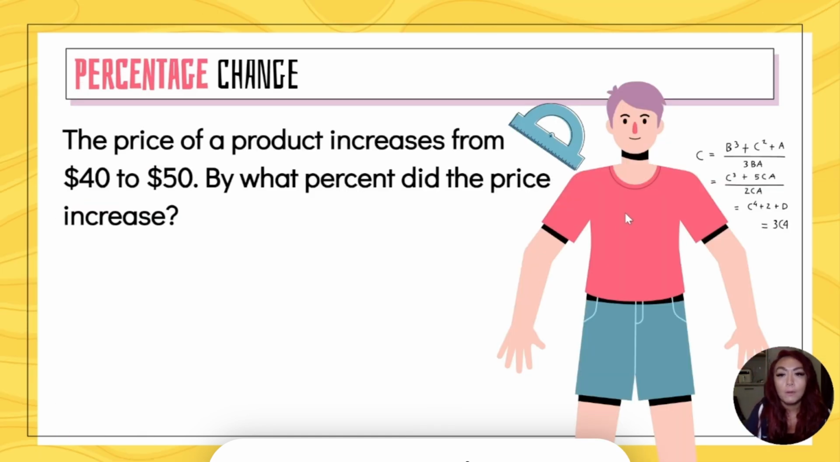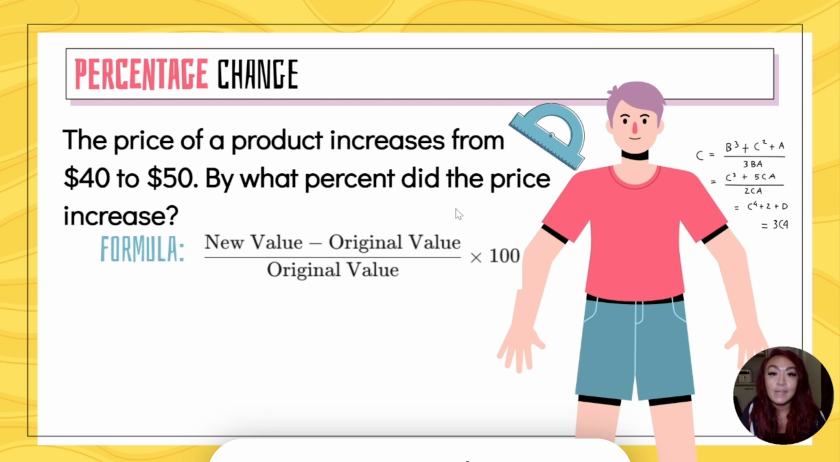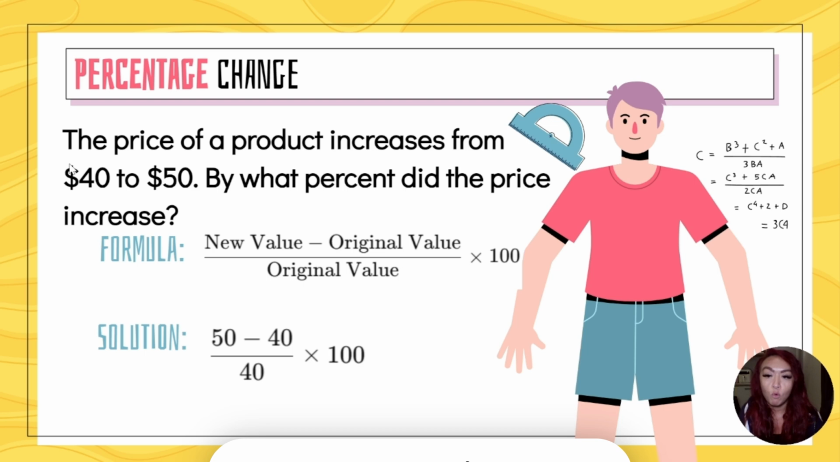Let's take a look at an example. The price of a product increases from $40 to $50. By what percent did the price increase? We need to use the percent increase formula. Now we'll substitute our values into the formula and solve. Our new value is 50 and our original value was 40. So we'll do 50 minus 40, divide that by 40, and then multiply it by 100, and you get 25%. So the price of the product increased by 25%.